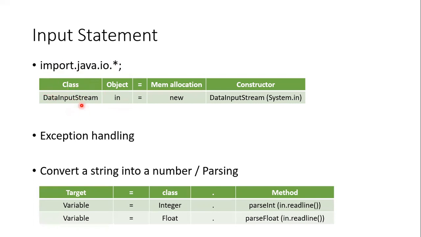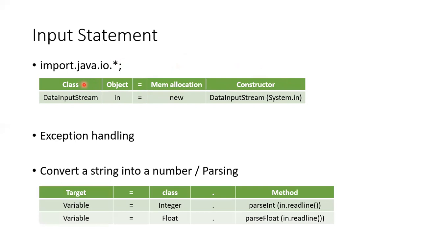The syntax we use here is: we specify the class followed by an object for the class, then equal to, then we need to allocate a memory area. So a memory allocation construct, and this class will have a constructor, and we need to pass a value for the constructor. We need to initialize the class, and that's the basic syntax.